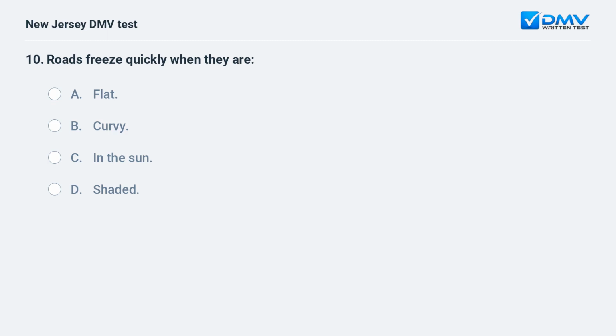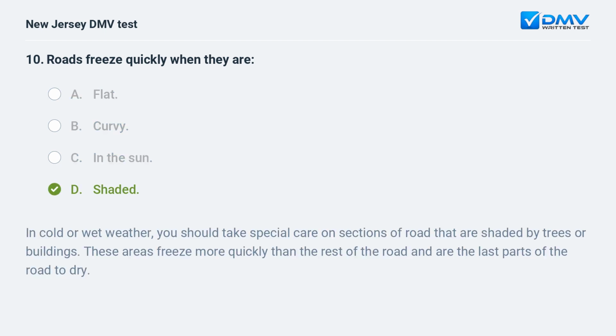Roads freeze quickly when they are A. flat, B. curvy, C. in the sun, D. shaded. D. shaded. In cold or wet weather, you should take special care on sections of road that are shaded by trees or buildings. These areas freeze more quickly than the rest of the road and are the last parts of the road to dry.